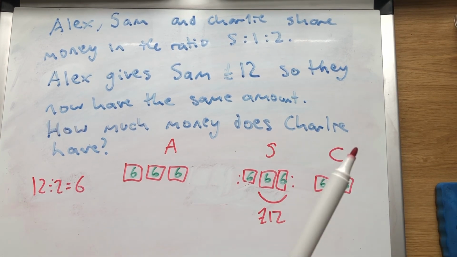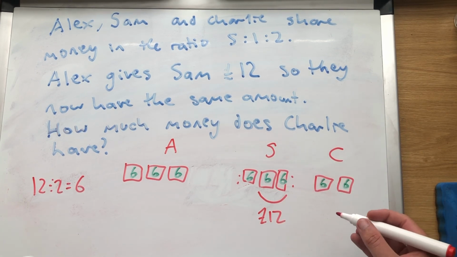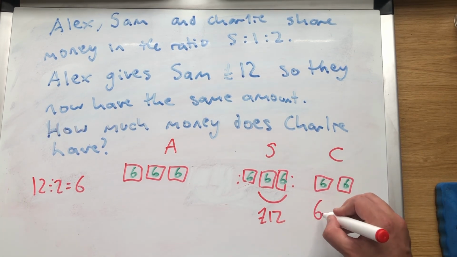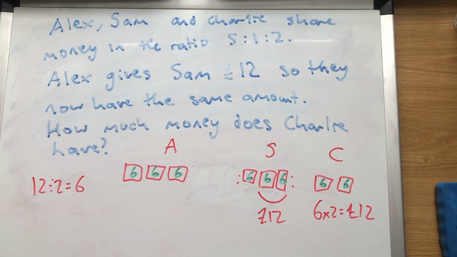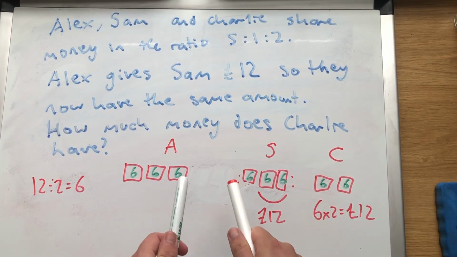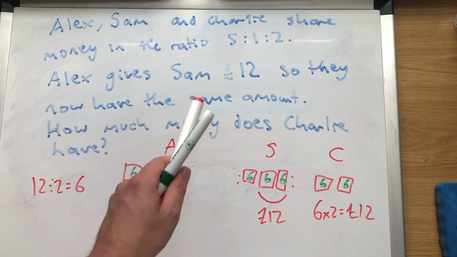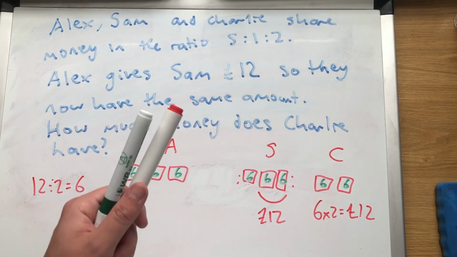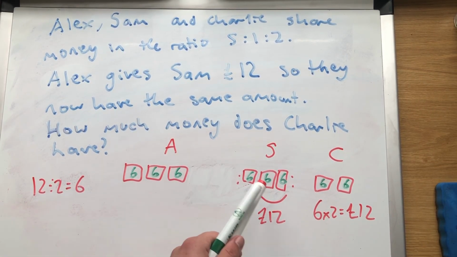How much money does Charlie have? 2 boxes. 6 plus 6, or 6 times 2. So Charlie has £12. The easier way to work out how many boxes they'd need to give, well, we know that there are 5 plus 1, 6. So we know there are 6 boxes in total. Just do 6 divided by 2 and you'll see how much each person is supposed to have.